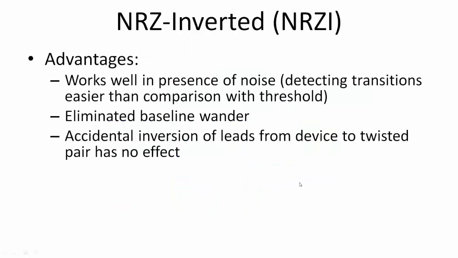So NRZI has some advantages. As I mentioned before, it works well in presence of noise because you are not dealing anymore with the comparison. In other words, there is no voltage levels involved. It's only the transition that matters, and detecting transitions is easier than comparison with a threshold. And now this totally eliminates baseline wander because there is no comparison with any threshold. So you're not calculating averages. And it also helps if you accidentally invert the leads from the device to your twisted pair, because whether you connect the positive to negative or the negative to positive, it has no effect because, again, as I said, voltage levels have no meaning.